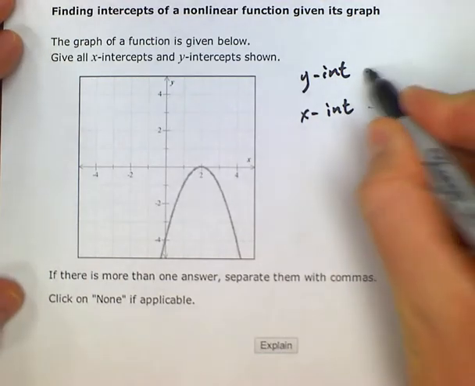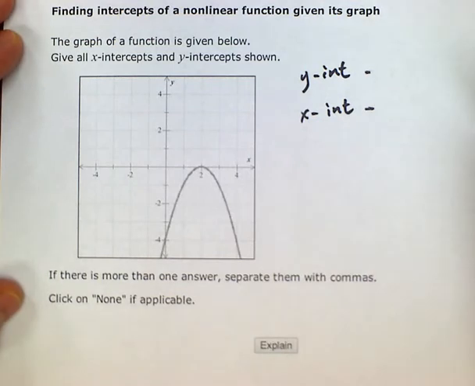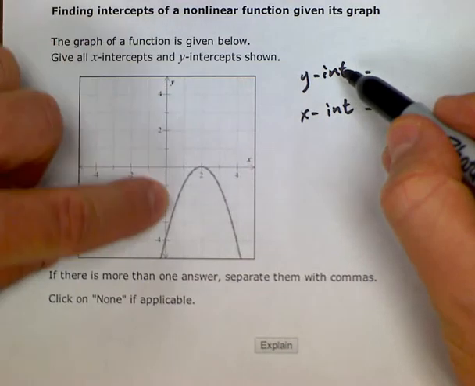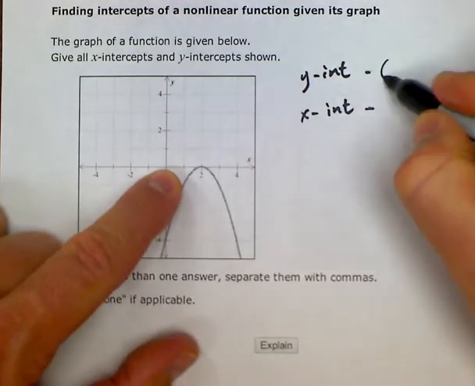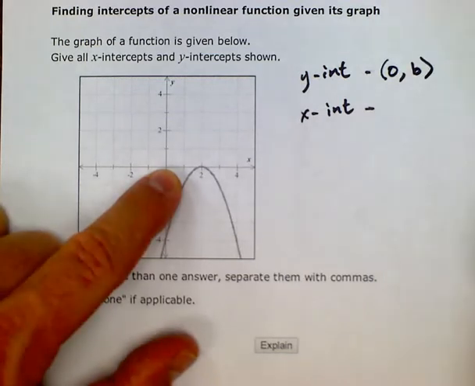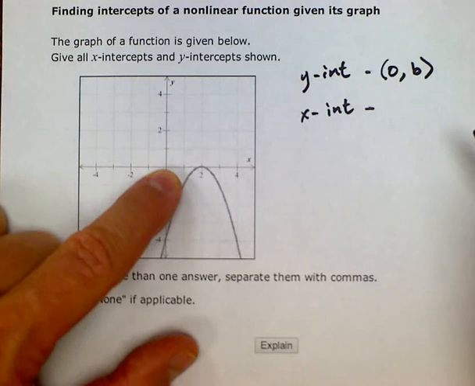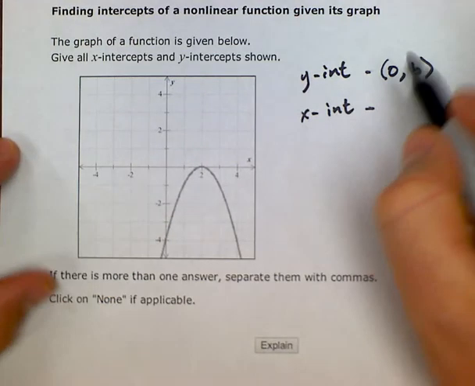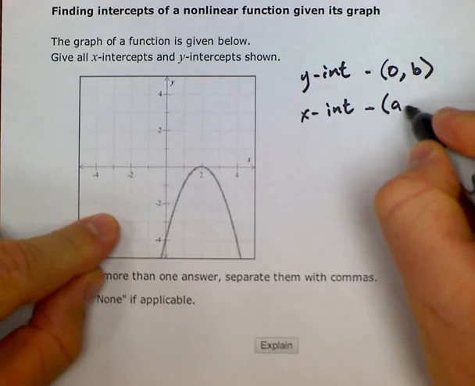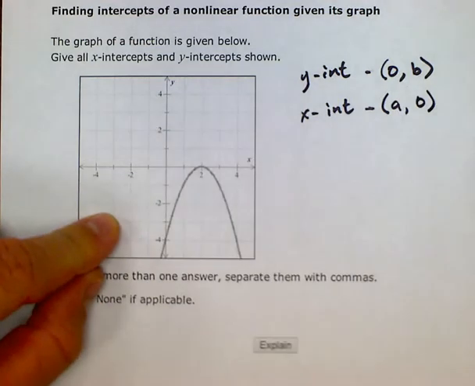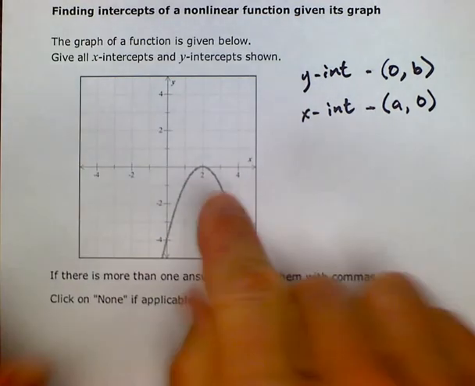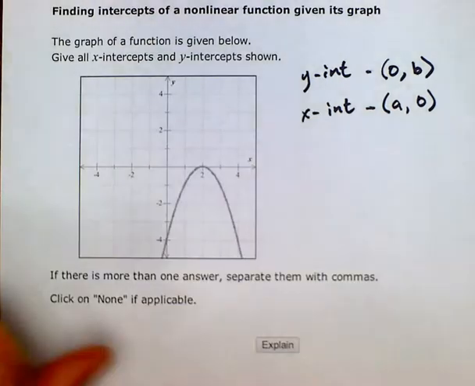And the things that we know about these two important places: if it's the y-intercept, if it's crossing the y-axis, we know that the x value is always going to be 0. So it's going to have the form 0 and then some value there for the y, depending on where it crosses. And then we would have just the opposite for the x-intercepts: some value, and then of course the y value is going to be 0, because if we're crossing at this point here, we have 0 vertical movement at all.